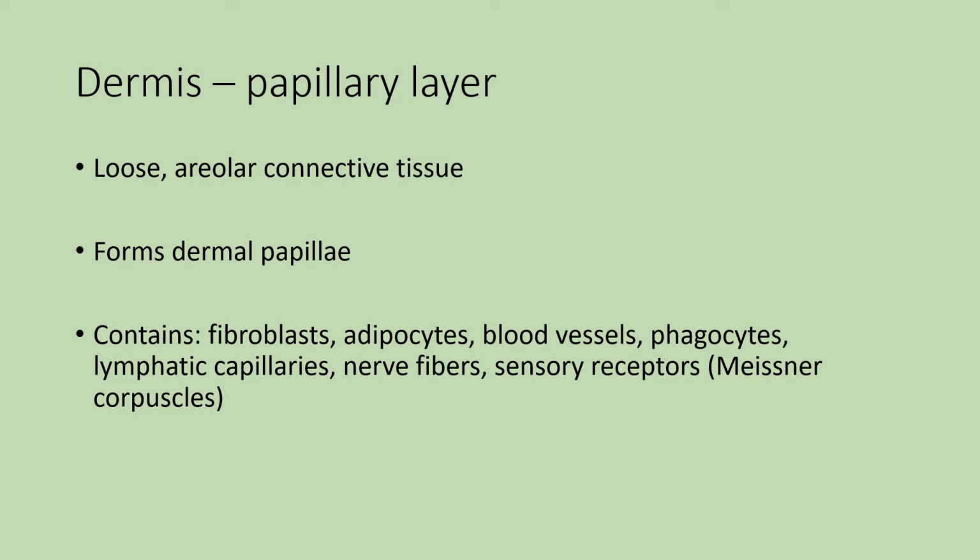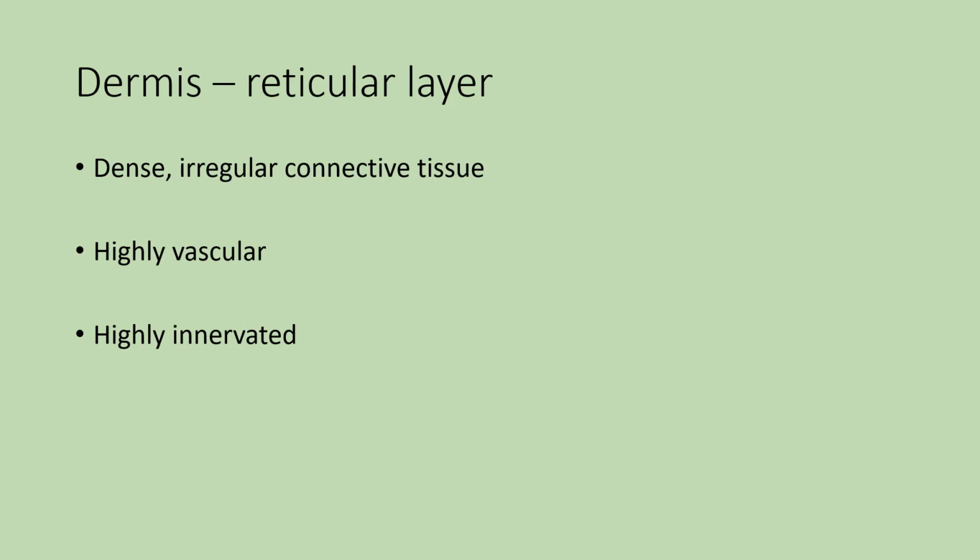So the papillary layer is connective tissue. It's specifically loose areolar connective tissue. It does contain some fibroblasts and adipocytes. Adipocytes are fat cells. It has the blood vessels, as I mentioned, and phagocytes, which are cells that will engulf any damaged or foreign materials. It contains lymphatic capillaries. Nerves are here. So there's quite a high variety of different types of cells there.